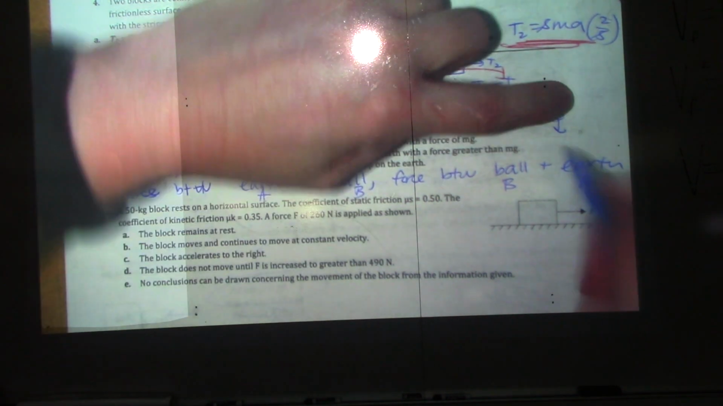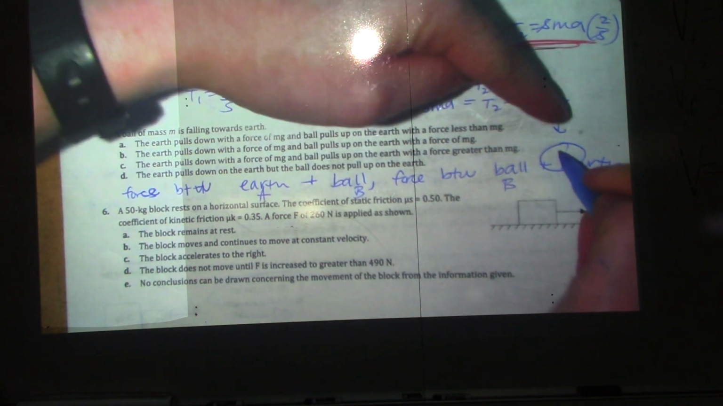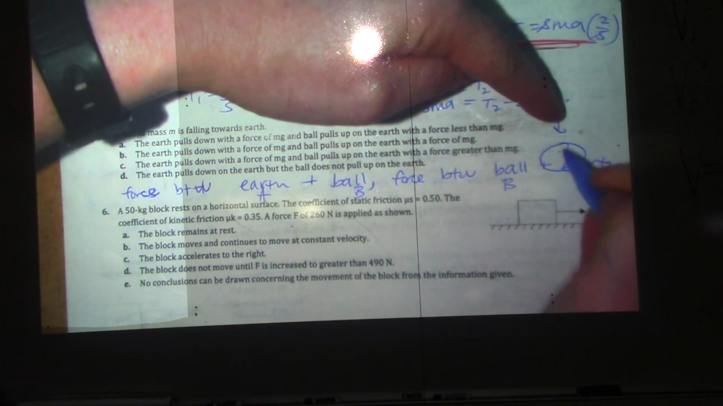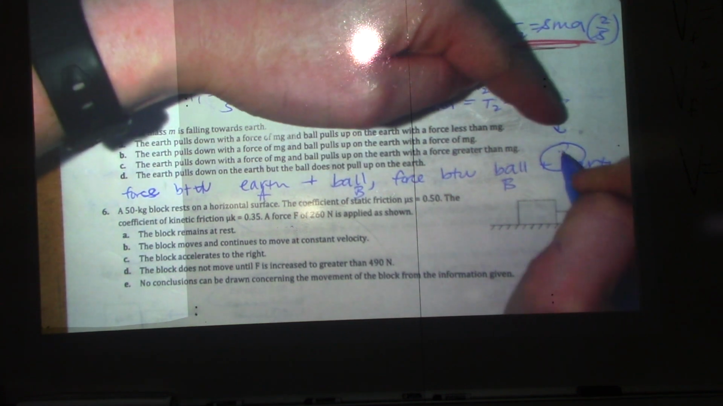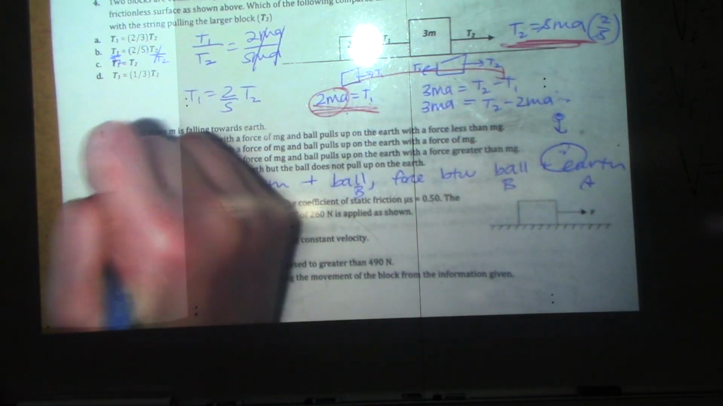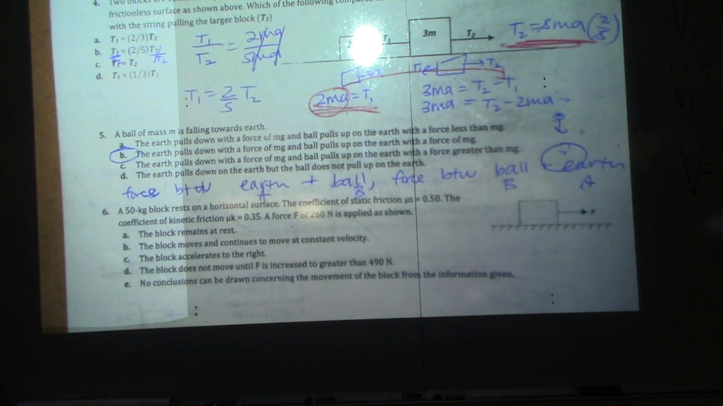What I'm saying is between the ball and the earth, obviously not to scale, they are pulling on each other with the same force. So the force of this one on this one is the same as this guy and this guy. So it is B because you are literally talking about the same pair of objects, so it is the same force, it is the force between them.